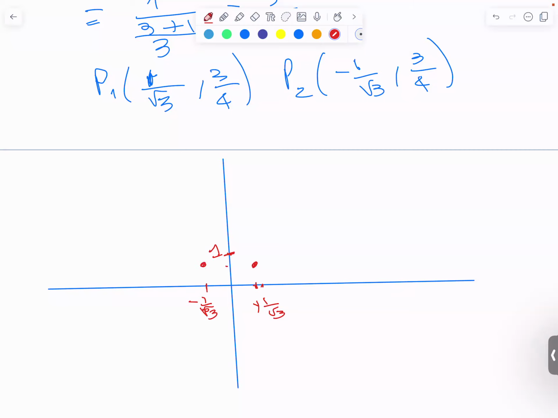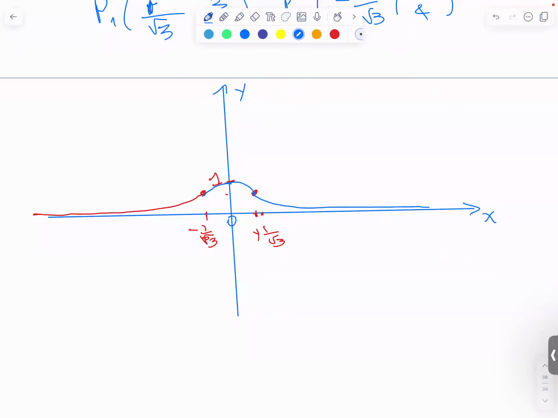We have increasing and concave up, which changes to concave down but still increasing. Now after 0, it starts decreasing but concave down. After the inflection point, it keeps decreasing but concave up, getting closer to the x-axis because of the horizontal asymptote. This is the graph of this function.